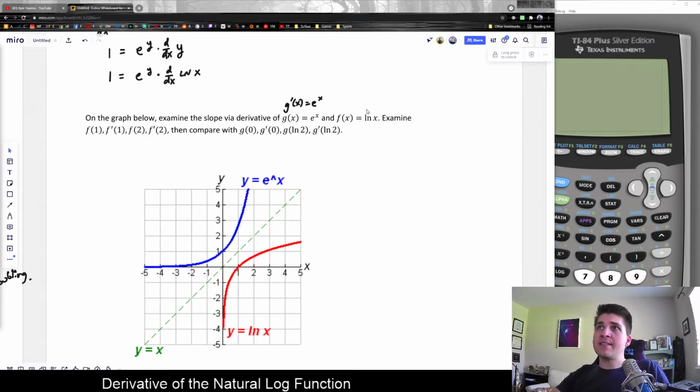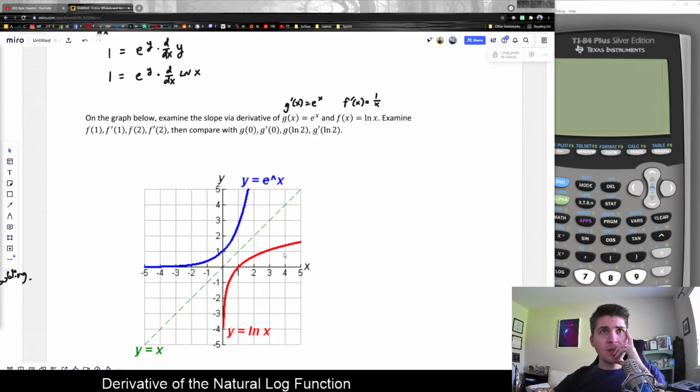And if f of x is our function ln of x, its derivative function is 1 over x, the reciprocal function. And what I wanted to explore is how this comes back to slope and the idea that e to the x and ln of x are inverse functions.